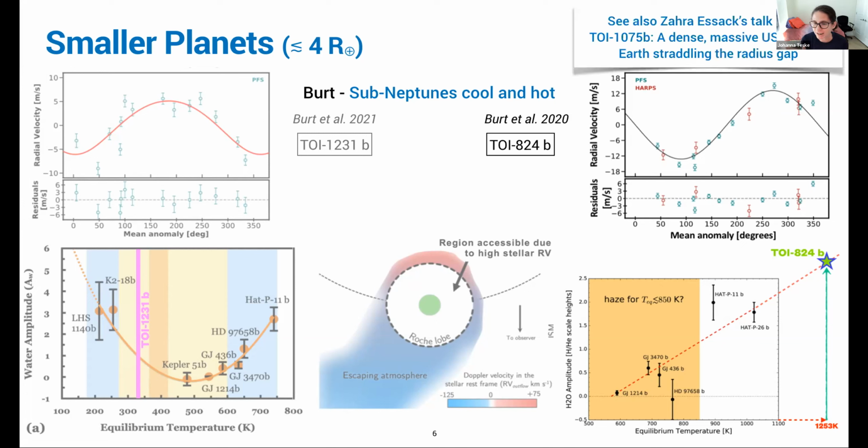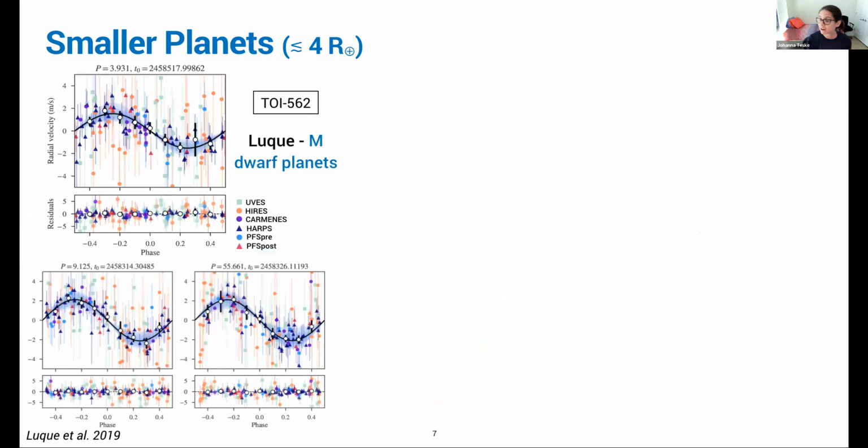And I'll also highlight Zara Essek has a talk later about a massive USP planet. And then Sam Quinn has been doing small planet follow-up, and we have other previous papers led by PFS team members in this regime as well. But we're also contributing to some of these larger efforts, some of which you've heard about already. So there was one of the first TESS papers, TOI 562, and this was an interesting transiting Earth-sized planet, but then with these other RV-detected planets.